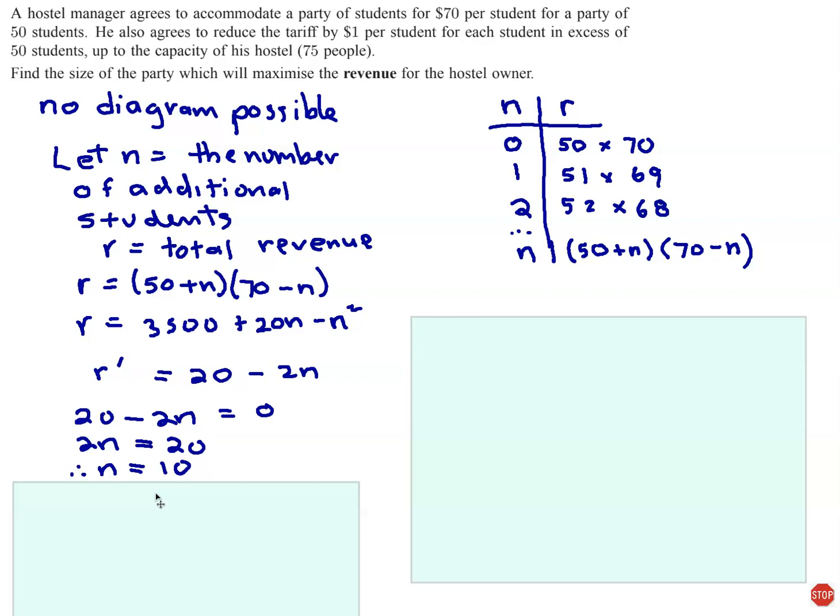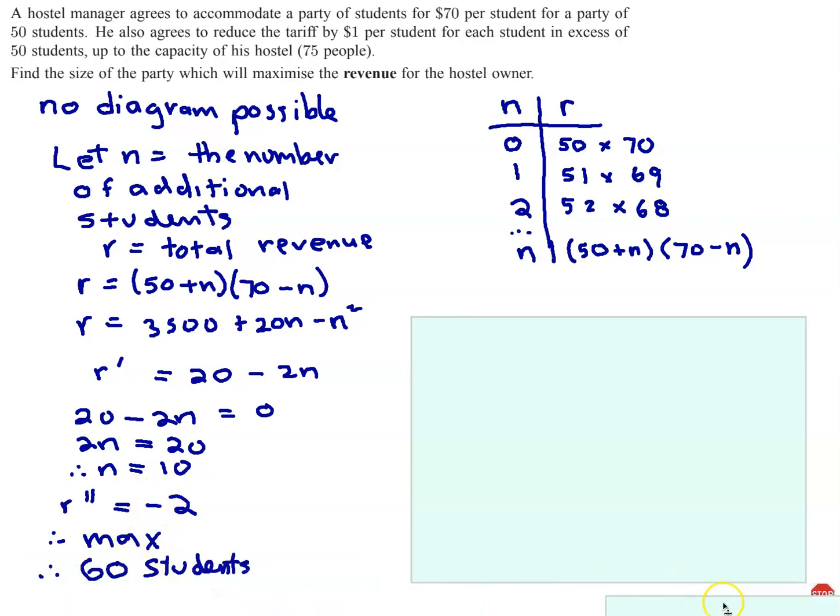Now, we don't know yet whether that's a max or a min. And the easiest way to find that out, finding the nature of the stationary point, is to find the second derivative. Well, the second derivative of that is just -2. And because that's negative, that means this value here is going to give us a maximum revenue, not a minimum revenue. And of course, that's the number of additional students. So therefore, the total number of students would be 60.